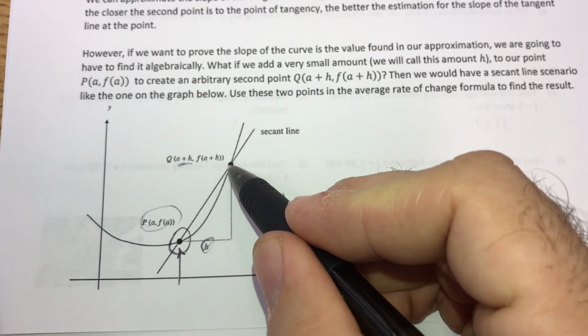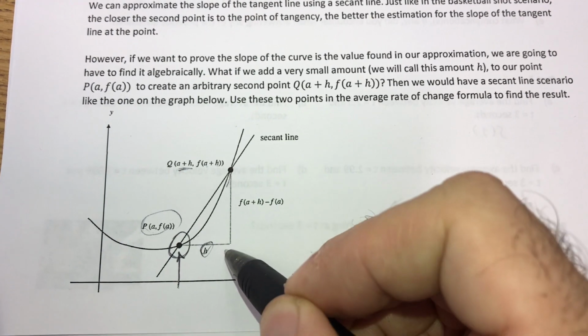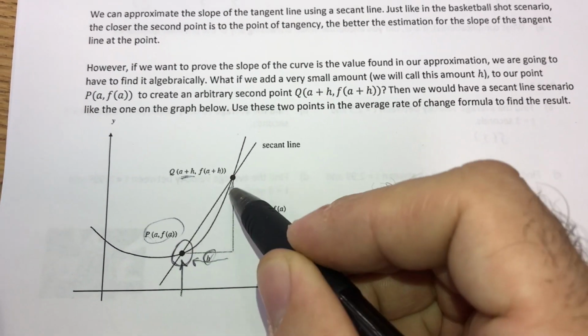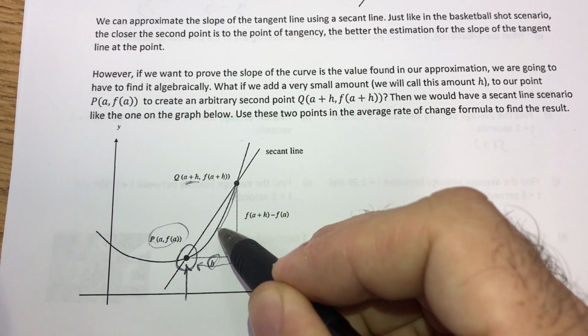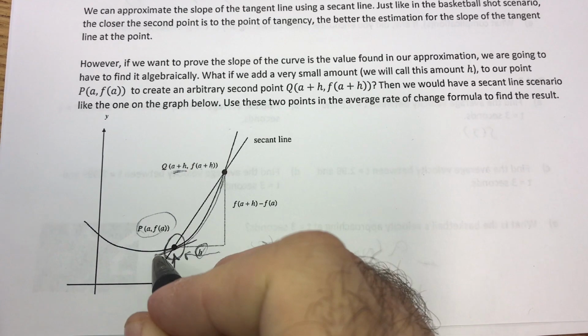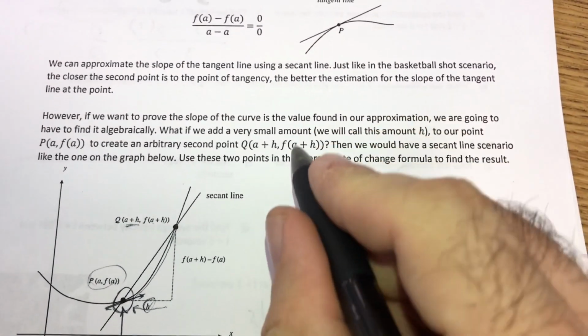Well, what h allows me to do is that I can try to shrink h. I'm going to try to shrink h so that it comes back to the point that I want. That means this point is going to slide down the curve so that it behaves more like a tangent line. Well, that being said, let's go ahead and try our formula.